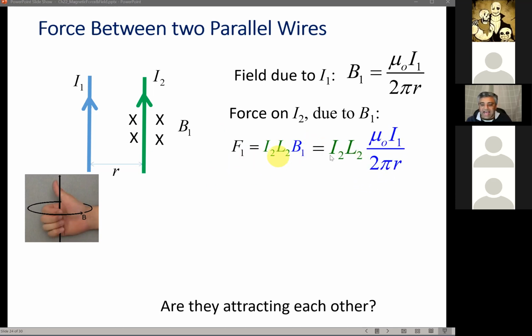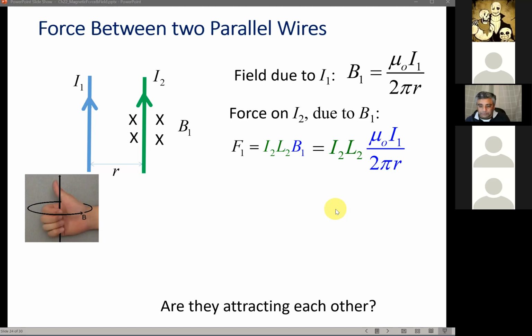So what's the value of that force? We already know the force on a current-carrying wire is I times L times B times sine theta. Here the angle is 90 degrees, so we can just write it like that. And the magnetic field here is coming from current I1. That's the force between two current-carrying wires, just like force between two masses, or force between two charges. Now we have force between two wires that have current in them, and that force depends on both currents, I1 and I2.